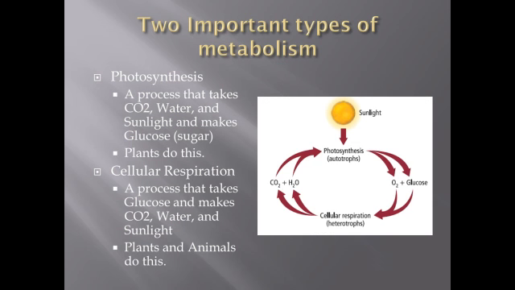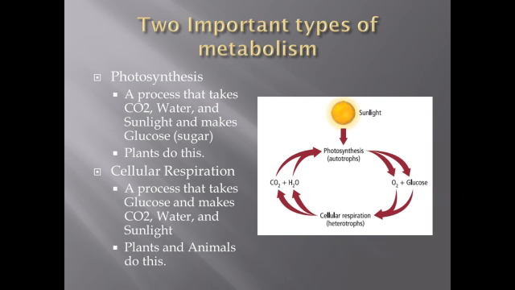Okay, as I talked about a minute ago, there are two important types of metabolism. There's photosynthesis, which takes carbon dioxide and water and creates glucose. And that's the whole first part of the cycle right here. And then there's cellular respiration, which takes glucose and oxygen and turns it into carbon dioxide and water. Essentially, these two processes, photosynthesis and cellular respiration, work in a never-ending cycle that happens on Earth, as everything is sort of recycled.